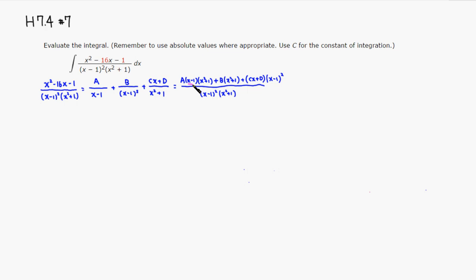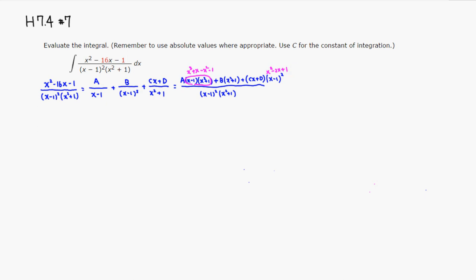All right, so let's compare the numerators, and I guess we have to multiply these all out. First I'm going to multiply this guy out. We have x cubed, x times 1 is plus x, negative 1 times x squared is negative x squared, then negative 1 times 1 is negative 1. Then multiply this other guy out: this is x squared minus 2x plus 1. Let's write that down.